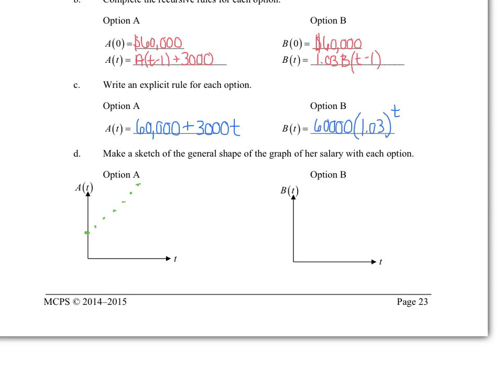because that's what an arithmetic sequence does. Option B, however, we're going to be starting at 60,000, but we know we're just going to be going in a curve because that's what exponential functions do. That's what geometric sequences do. It needs to be discrete. It needs to start somewhere above zero. And option A has got to be a straight line while option B has to be curved.